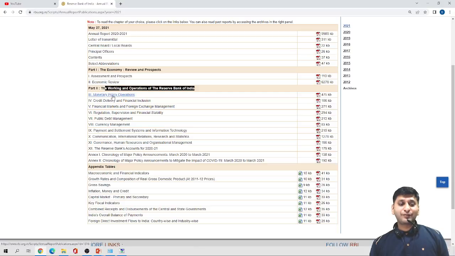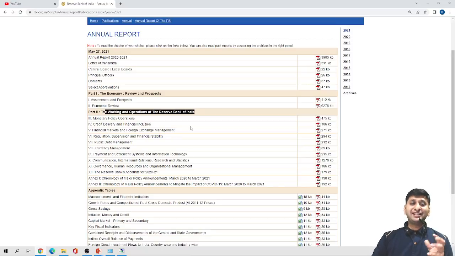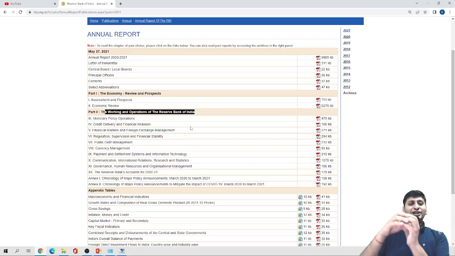So monetary policy operations, credit delivery and financial inclusion, financial markets and foreign exchange market, regulation, supervision and financial stability, payment and settlement system and governance. These are the areas that you should be reading from this report. Again, this report might contain a lot of data and facts. Do not try to cram them because there is very less probability that an objective question would be asked from that. You have to understand it more from an analytical perspective and get an idea of some numbers, so that you can quote the approximate numbers as data in your answers.